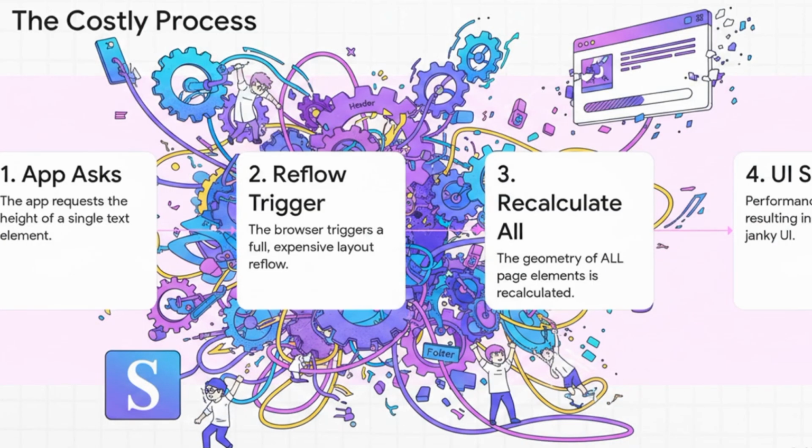And you can see right here just how wild this process is. Your app asks a totally reasonable question, something like, hey, how tall is this one paragraph? And in response, the browser triggers a full reflow. It doesn't just measure your little paragraph. Oh no, it recalculates the size and position of absolutely everything. The header, the footer, the sidebars, all of it. And the result? Your UI gets slow and janky.